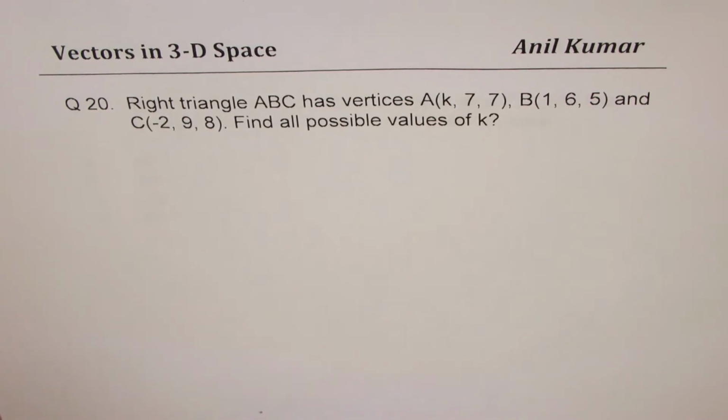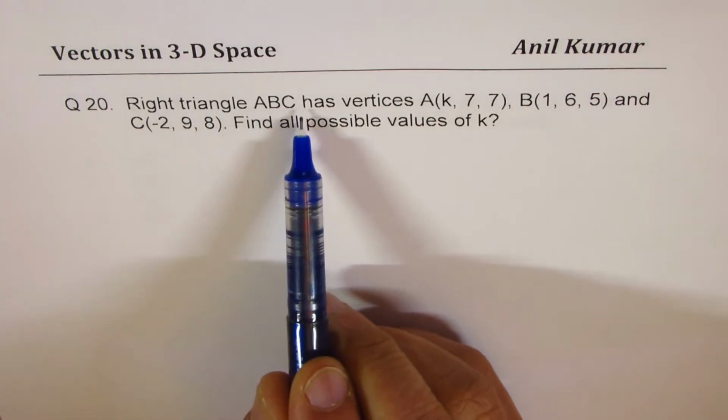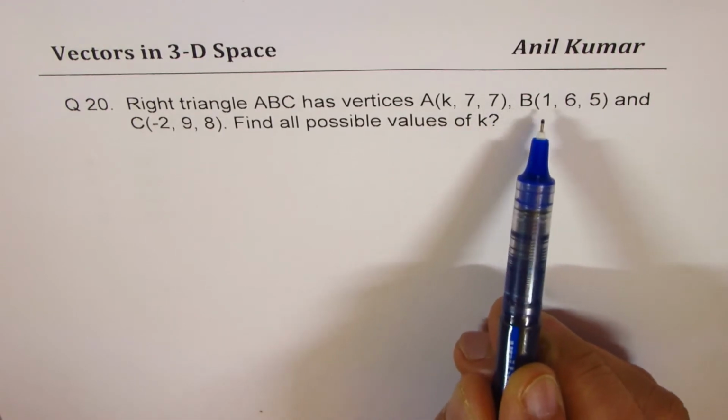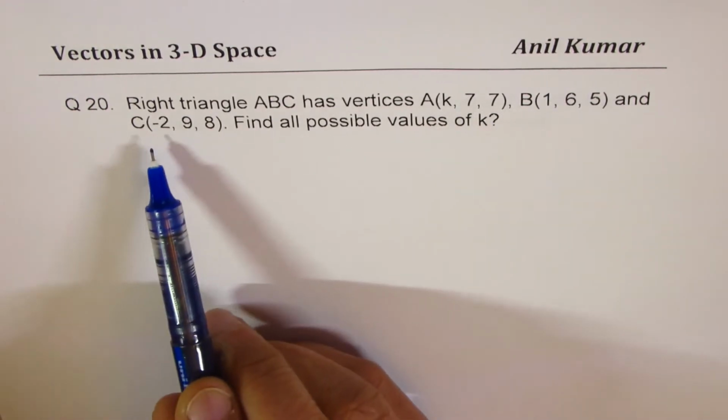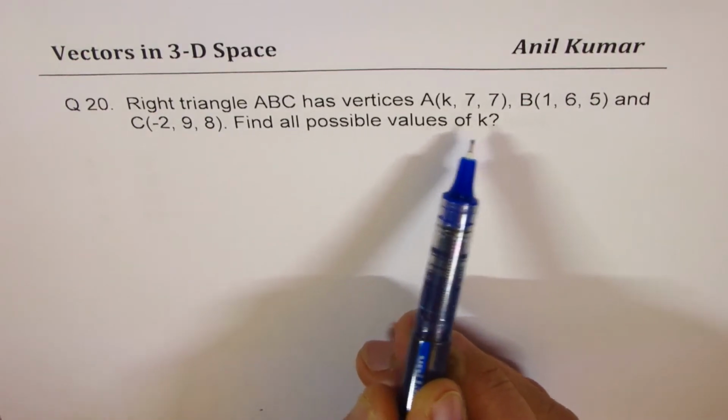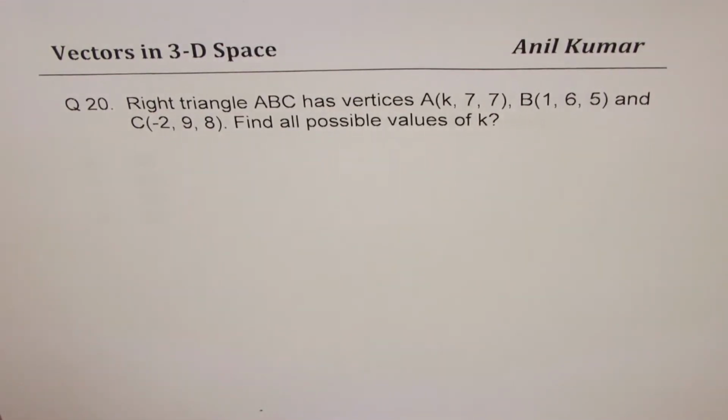Question number 20 is: Right triangle ABC has vertices A (K, 7, 7), B (1, 6, 5), and C (-2, 9, 8). Find all possible values of K. I'd like you to pause the video, answer this question, and then look into my suggestions. Now, this is also the last question of my series on communication and thinking questions, right?